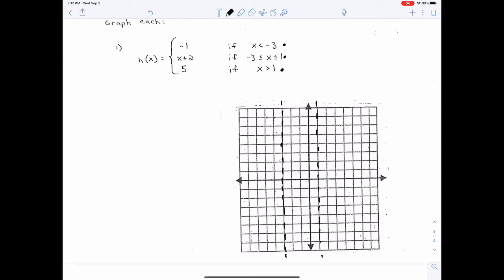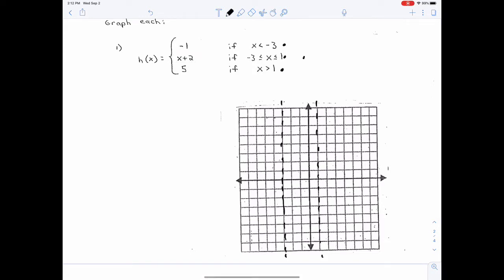By the way, it doesn't matter which one of these three you do first, whether you do the negative 1, the x plus 2, or the 5. I usually like to do the things with variables first because the ones that are just straight numbers, like the negative 1 and the 5, are just horizontal lines. They're fairly simple. So I'm going to graph the x plus 2 first. How do we graph that?